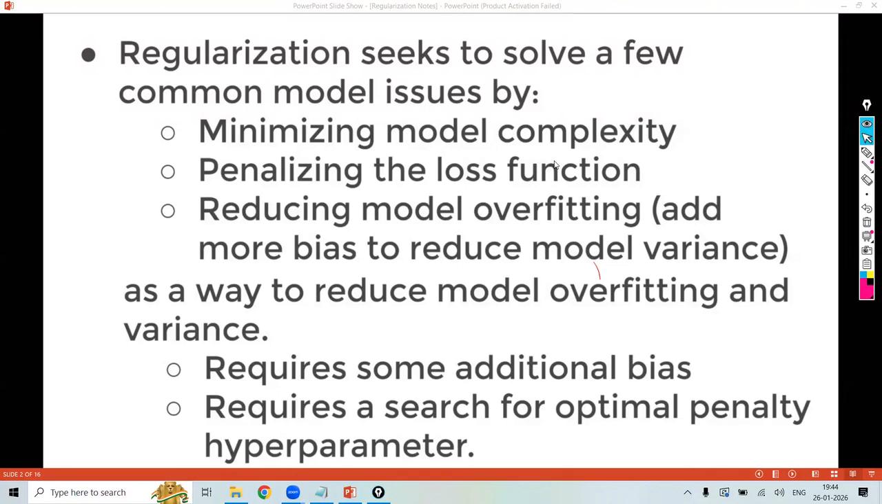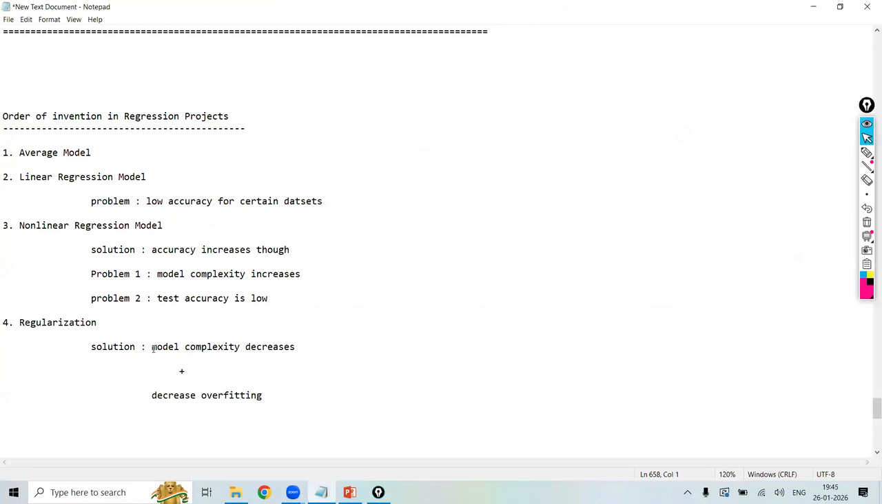So now tell me, in this case, what happened? Now, when compared to non-linear regression, does regularization model complexity decrease or increase? Which one is having more complexity? Non-linear regression or ridge or lasso?